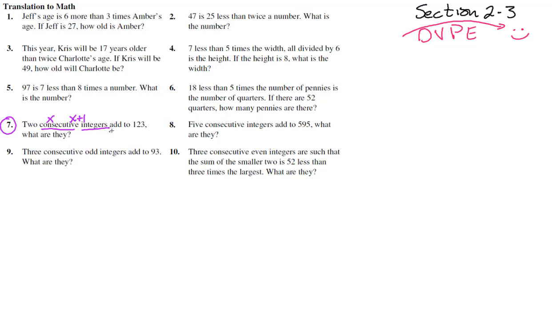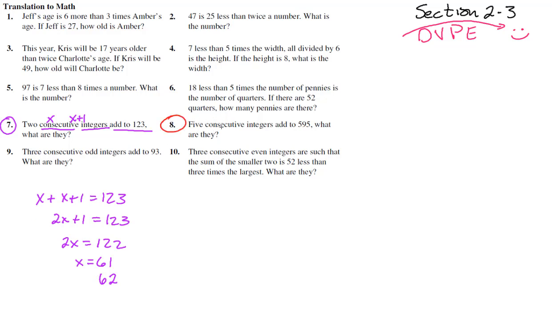So it says they add to 123. That's x plus x plus 1 equals 123. Okay, that's 2x plus 1 equals 123. We combined all the x's together, so subtract 1, we get 2x equals 122. Divide, and we get x equals 61, right? So that means x is 61, and so the other guy would have to be 62. It's consecutive integers. Excellent.